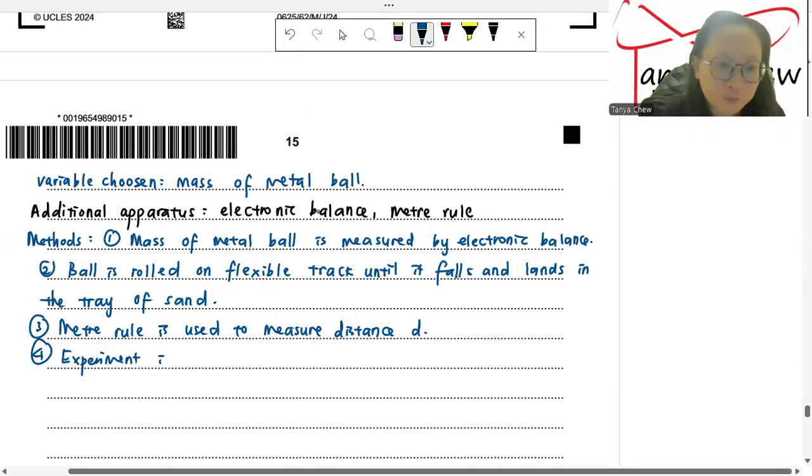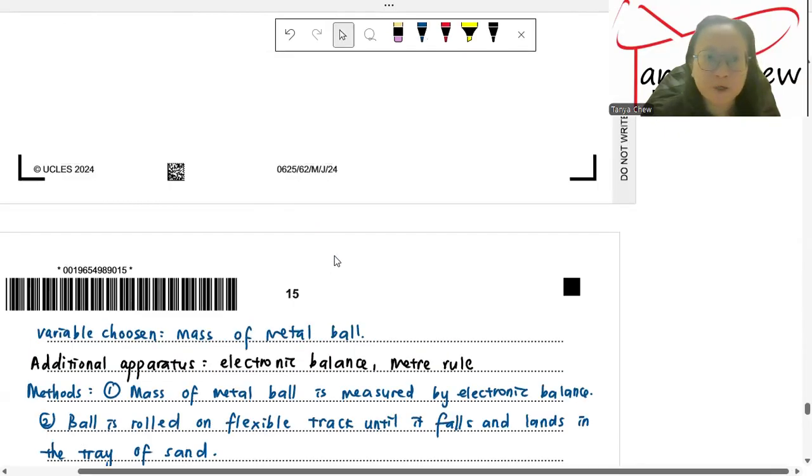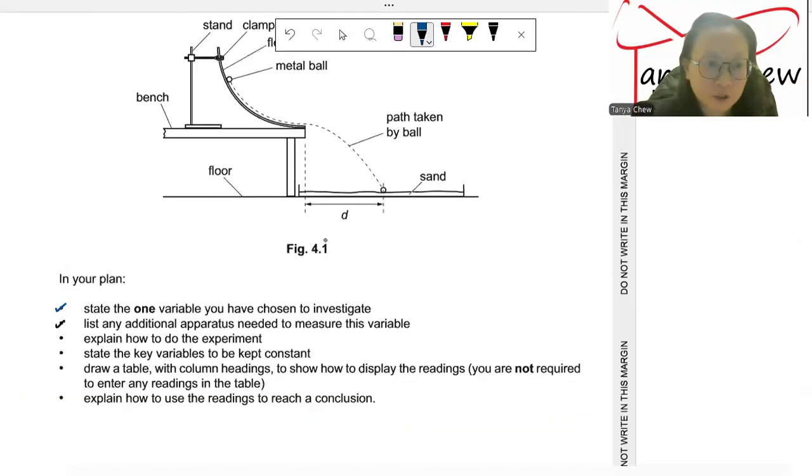The experiment is repeated with different masses of metal balls. I'm done with the method part and I put a tick here.